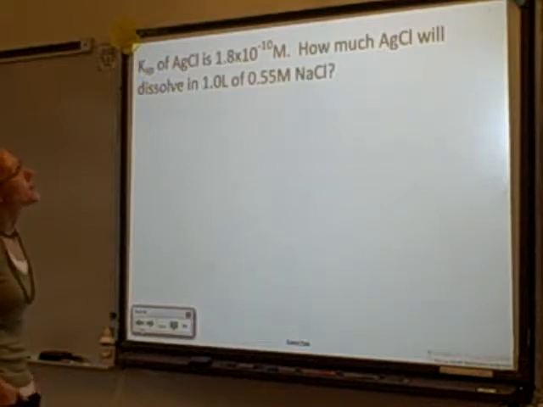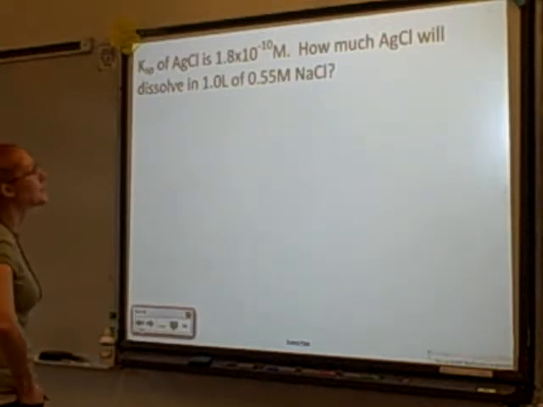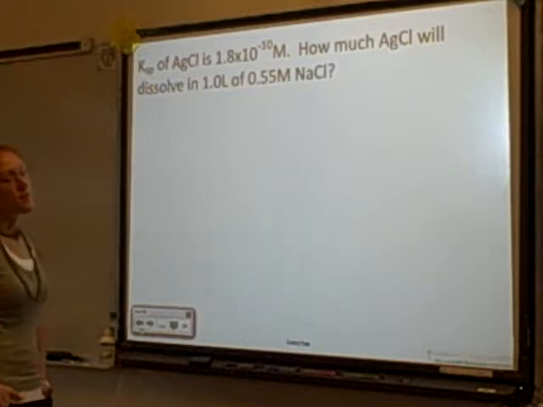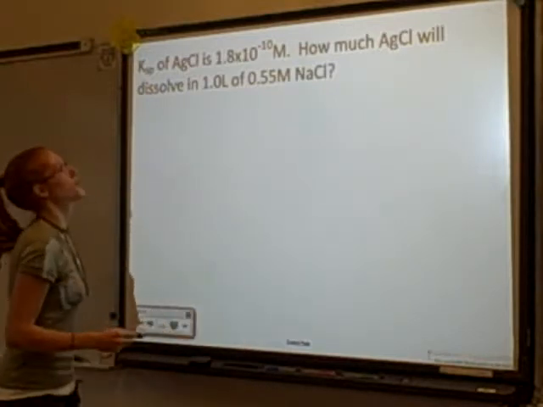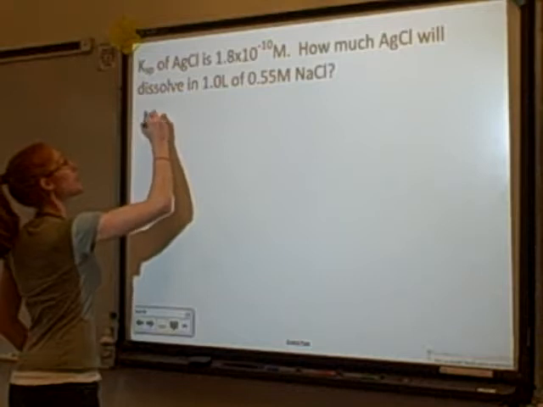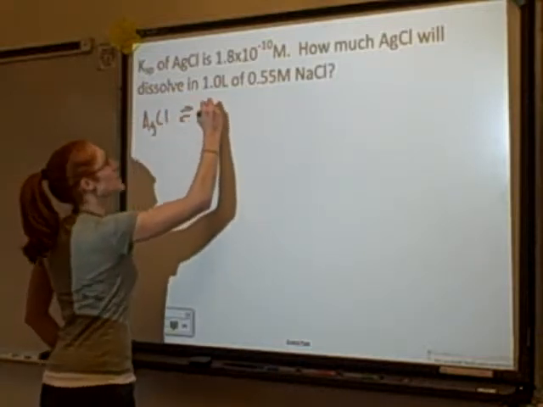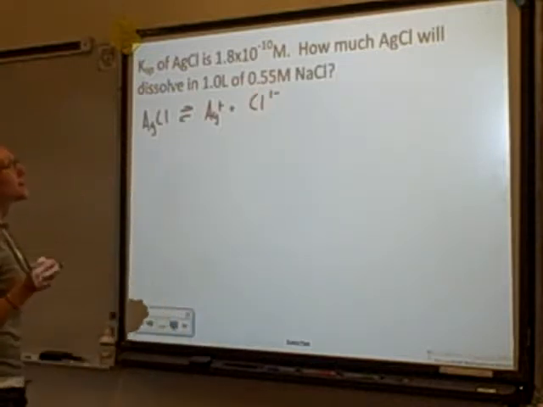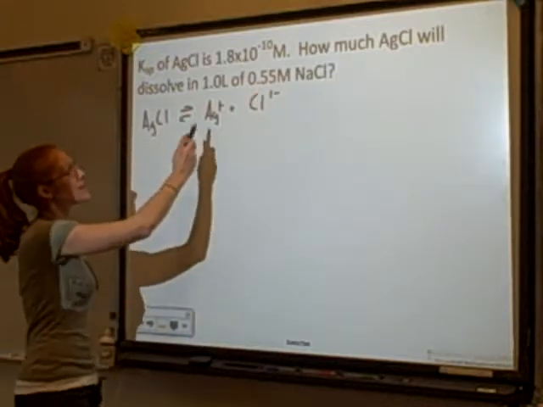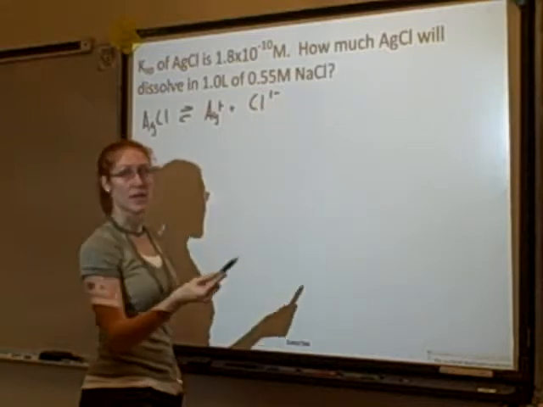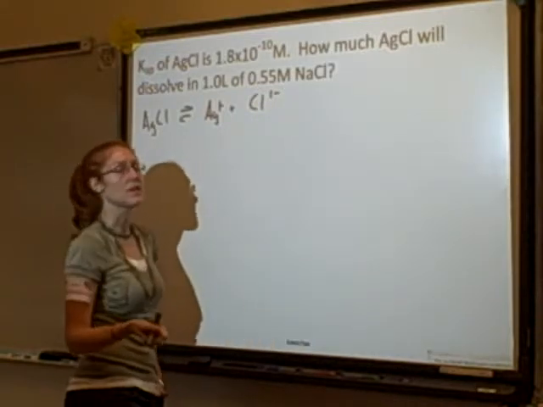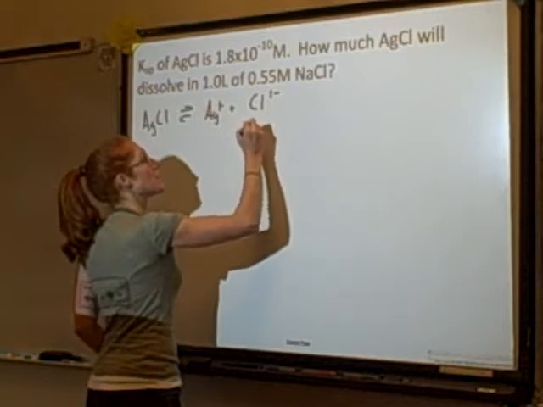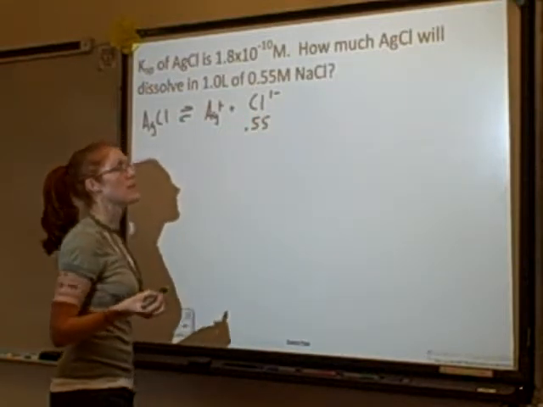So I have Ksp is 1.8 times 10 to the negative 10th, and I want to know how much silver chloride will dissolve in 1 liter of 0.55 molar sodium chloride. So I'm going to write the equation like I always do. AgCl dissolves. It makes silver, and it makes chloride. Okay, so initially, the thing that I care about is this is 0.55 molar sodium chloride. It's the chloride. Sodium's not going to do anything. It's a spectator ion. So I have 0.55 molarity of the chloride.